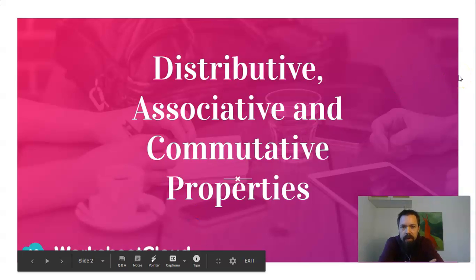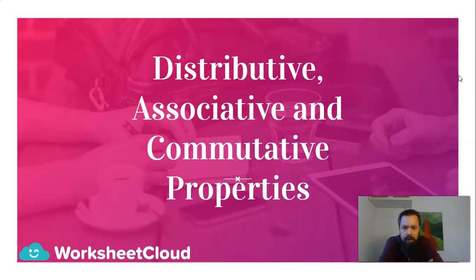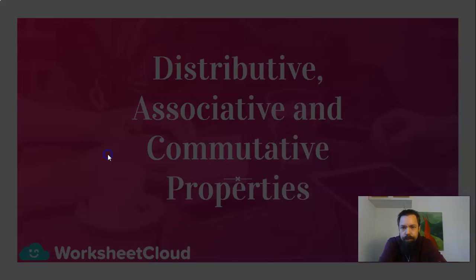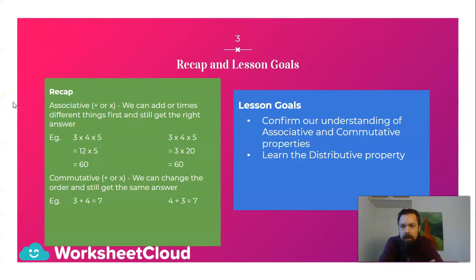So the top one is the one we're adding today, the distributive law, or the distributive property. Associative and commutative are the ones we did yesterday, which we're going to go over again today. So our recap of yesterday, on the left, we looked at the associative law, which works for either all pluses or all multiplication. We can add or times different things first and still get the correct answer.